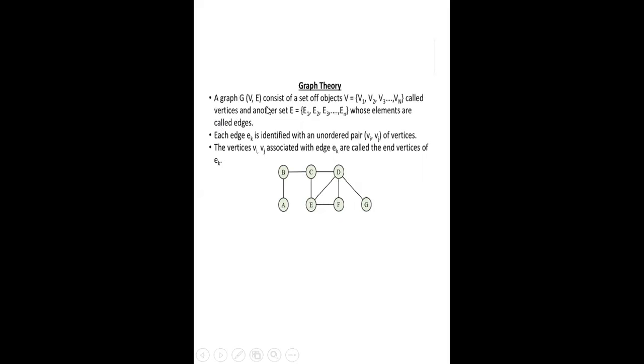In graph theory, in the GATE there is so much weightage, and in examinations like ISRO, DRDO, and UGC NET, there are so many questions on graph theory. Questions from graph theory are essential. At least 2 or 3 questions always come in the exam. So graph theory is a very important topic.